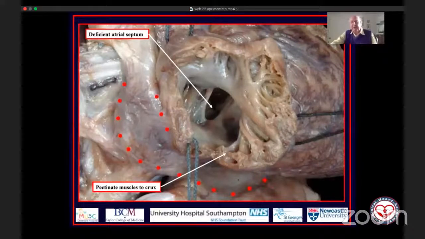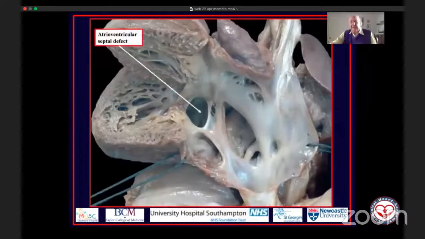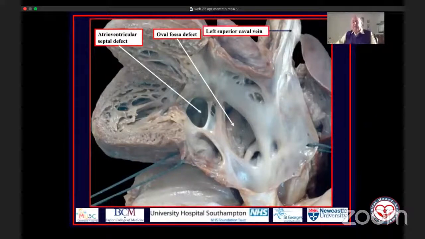You've seen this before in Diane's demonstration, but I can demonstrate it to you now by turning the heart around and showing you the picture that Diane took to show us the cavity of the morphologically left atrium. There you see the deficient atrial septum. There is an atrioventricular septal defect. There is also an oval fossa defect. But relative to the location of that atrial septum, we can also see the systemic venous return.